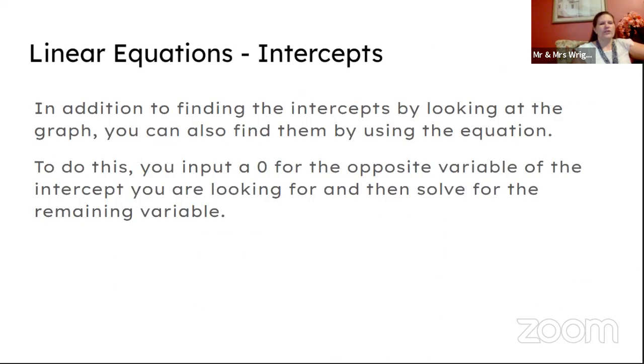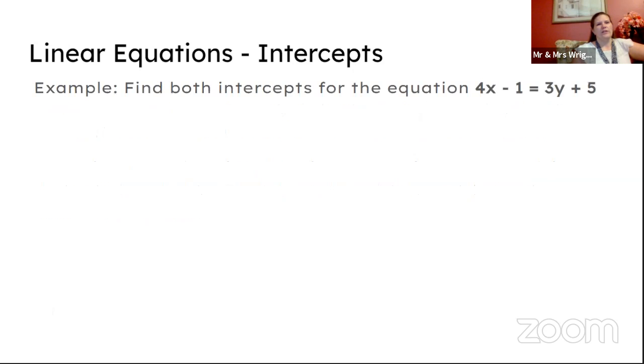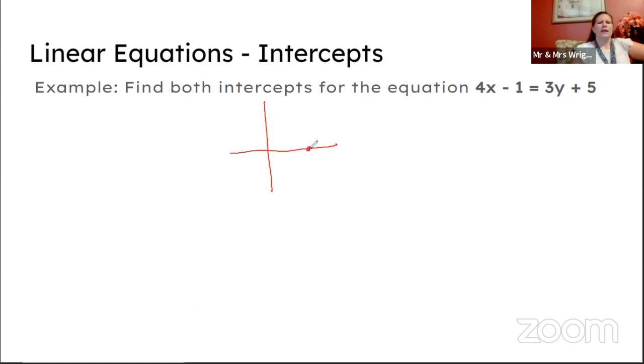All right, so linear equations intercepts. In addition to finding an intercept by looking at the graph, you can also find it by putting it into the equation. So here we have an equation, 4x minus 1 equals 3y plus 5. Now, remember when we were looking at the graph, let's say these are our intercepts right here, our line kind of goes like that. This x-intercept is always going to have a 0 in the y spot. And this y-intercept is always going to have a 0 in the x spot.